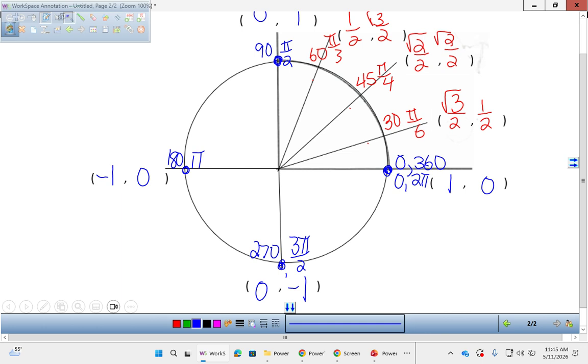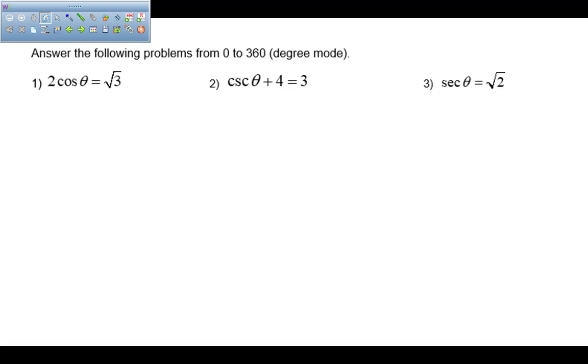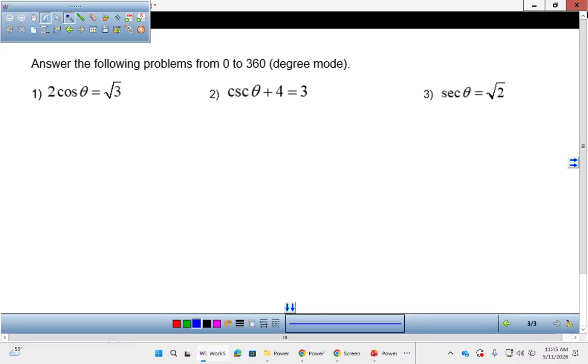All right? And then you can take that unit circle and you're going to answer a series of questions. I think for warm-up I said we're going to do 1 and 5. So just for time's sake, let's take a look at 1. When you are solving a problem using the unit circle, the first thing you want to do is get the trig function alone. So I would divide out the 2.